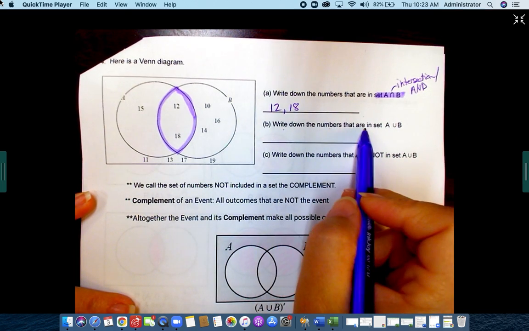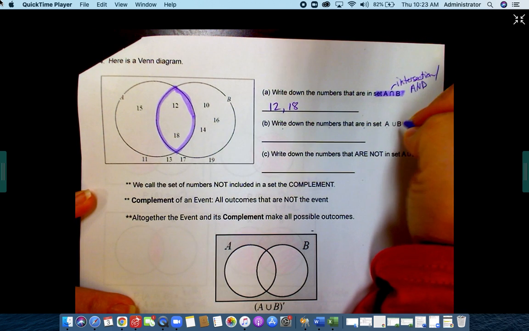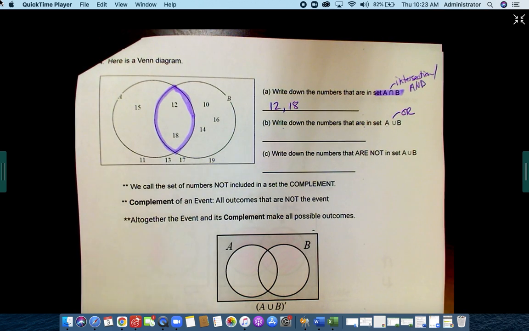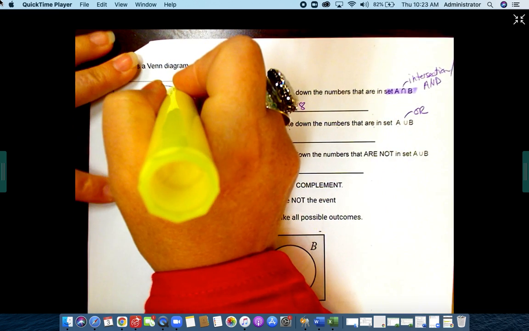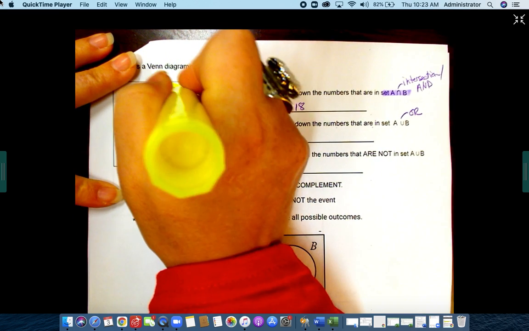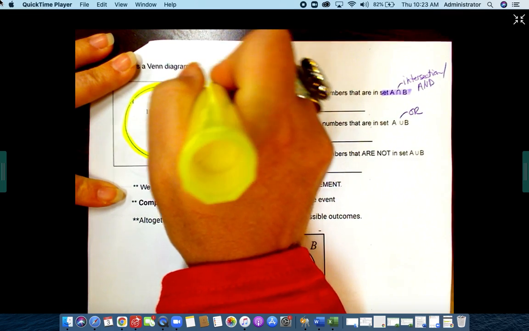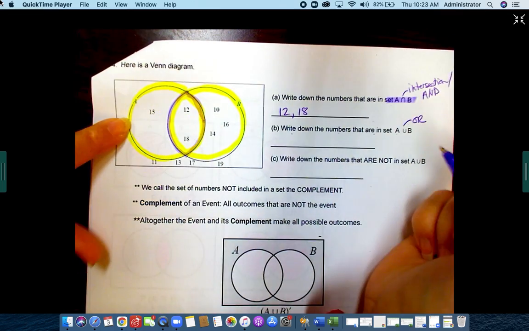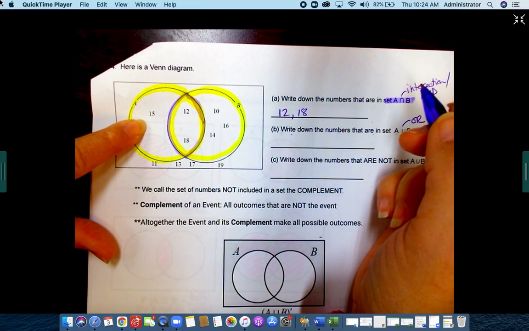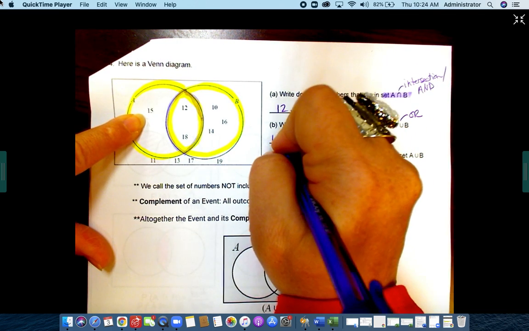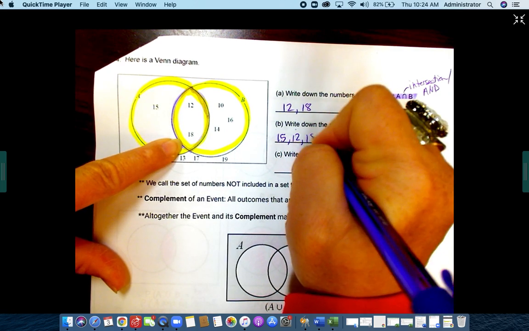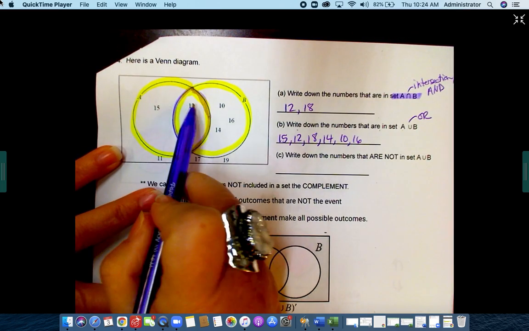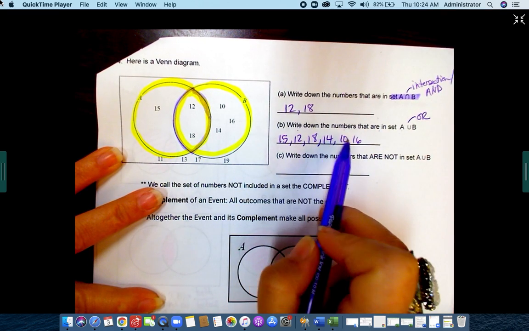Next, I want you to write down the numbers that are in set A union B, or B. So that means, again, all the numbers that are in the circles. Okay? So I'm going to just simply list them, and I'm not going to put them in numerical order, but you're welcome to. I'm going to list them from left to right. So 15, 12, 18, 14, 10, and 16. So again, 1, 2, 3, 4, 5, 6. I have all 6 numbers.